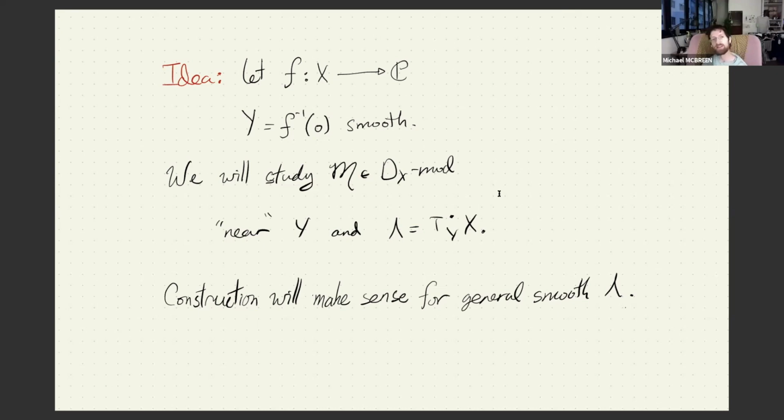You can assume that its zero fiber is smooth, and we just want to know how to think of D modules locally near the conormal bundle of that zero fiber. And the construction we're going to use is going to make sense for a general smooth conic Lagrangian. So we're going to throw away this function and just focus on lambda, a smooth conic Lagrangian, in what follows. We'll remember the function at the end.